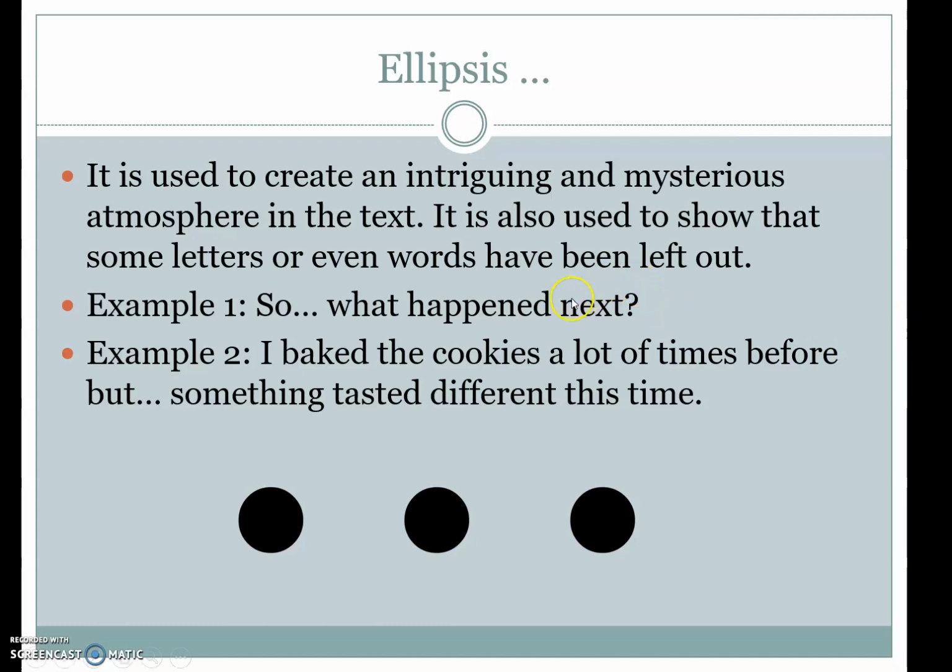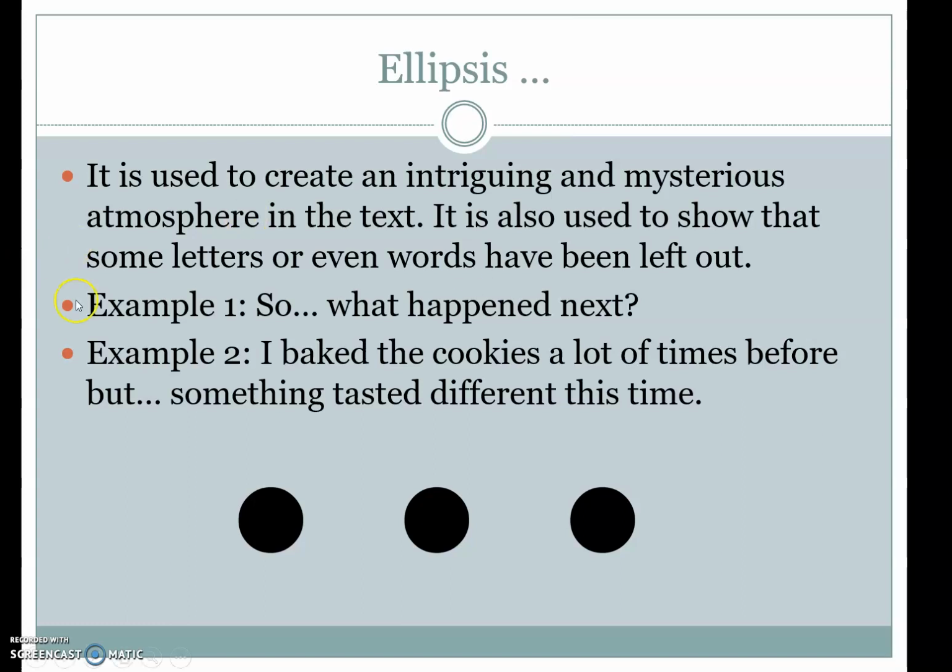It is also used to show that some letters, or even words, have been left out, so maybe in a dialogue. So example 1. So, ... the ellipsis. What happened next? So that is intriguing, it's mysterious, like so. Anticipation, I want to know, what happened next?